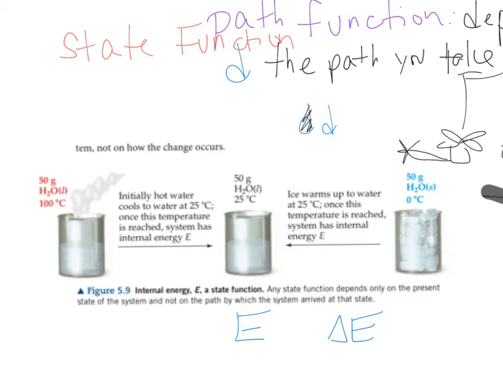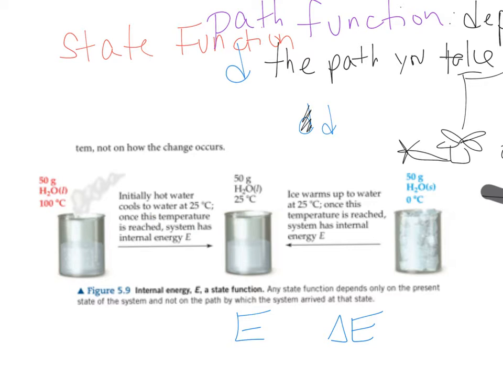If you have water at 25 degrees Celsius, and you have 50 grams of water, that water has a certain amount of energy. Whether you heated it up really slowly or really fast, or you took freezing water and heated it all the way up to 100 degrees Celsius and then cooled it down, it doesn't matter what path you take. At 25 degrees Celsius, this mass of water will have a certain amount of internal energy no matter the path, because the internal energy depends on the molecules moving around in there, and they have a certain amount of energy at a certain temperature.